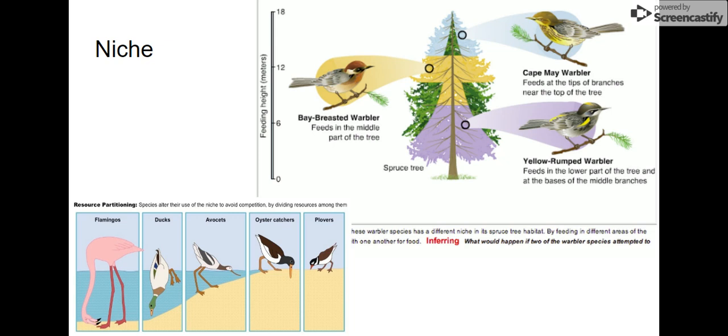The part of an ecosystem where an organism is going to be most successful is called its niche. A niche is going to be specific to the organism. It's going to be its easiest place to live. It's going to be where it's most successful.